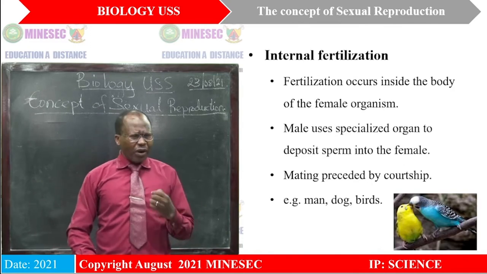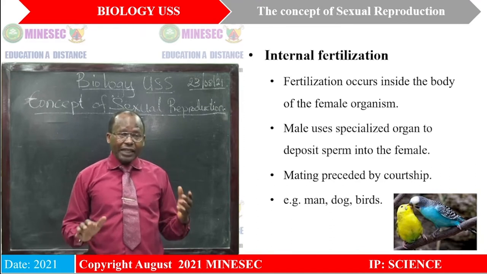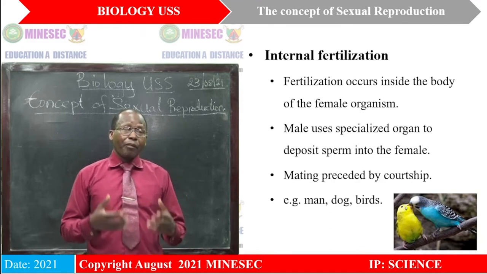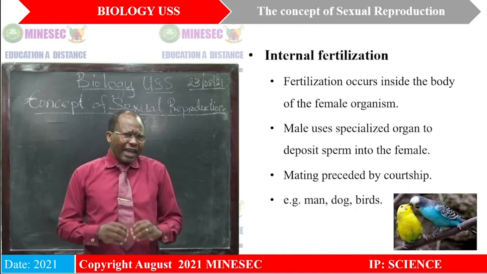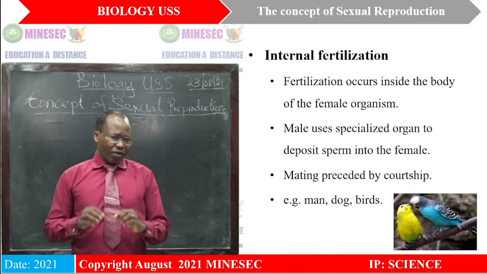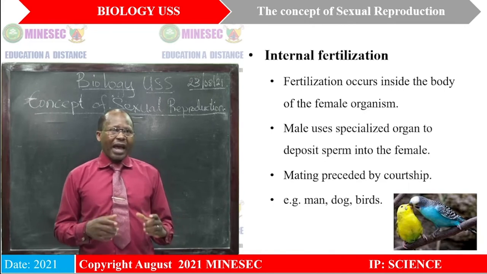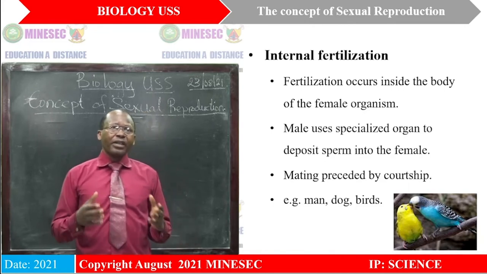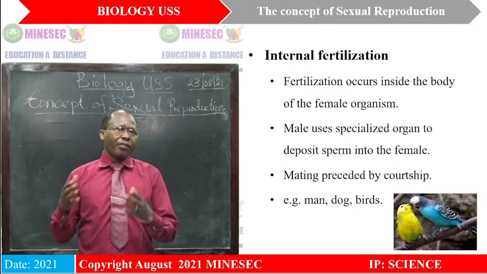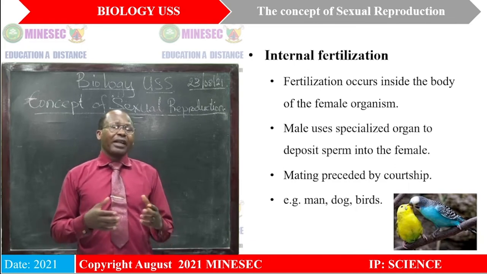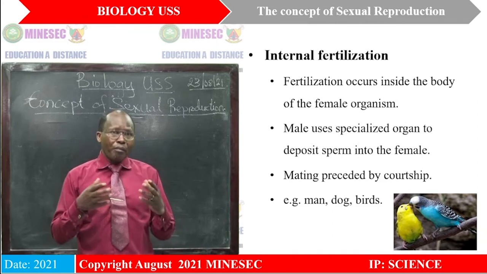Then there's also internal fertilization. And internal, as it means, implies that this sperm fuses with the egg inside the body of the female organism, not outside. And in this situation, the male uses a specialized organ to deposit this sperm into the body of the female. And this process is what is called mating.